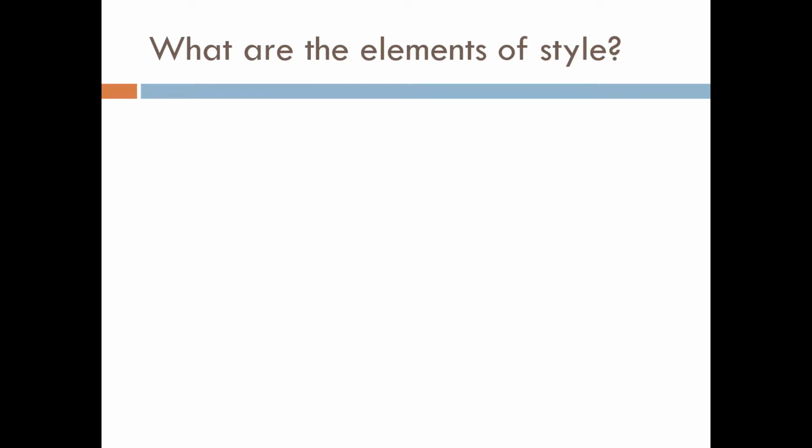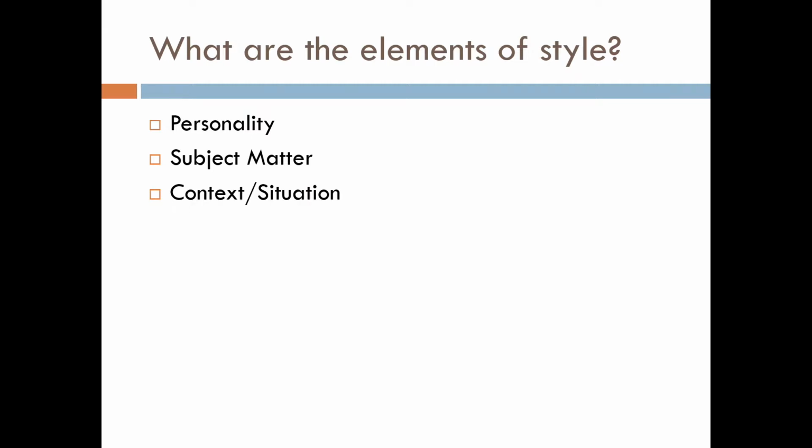So when we think about writing, or really a lot of different things in our lives, but certainly writing, what are the elements of style? First of all, is our personality, right? Who we are and what personality elements we bring to the writing equation. What our subject matter is, right? Oftentimes, part of our style is the things we choose to write about. We often will write about certain subject areas and avoid other subject areas. So that's part of our style.